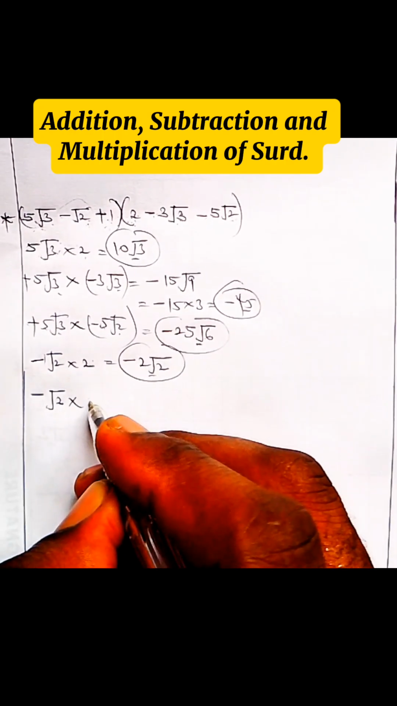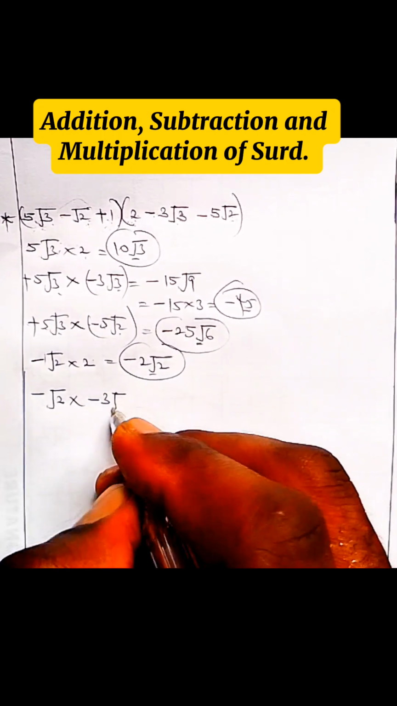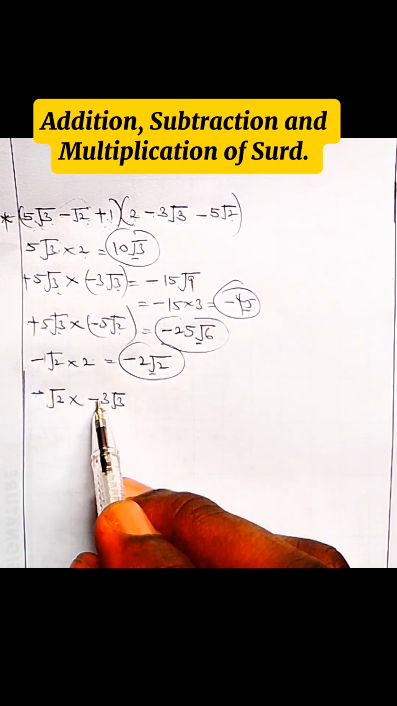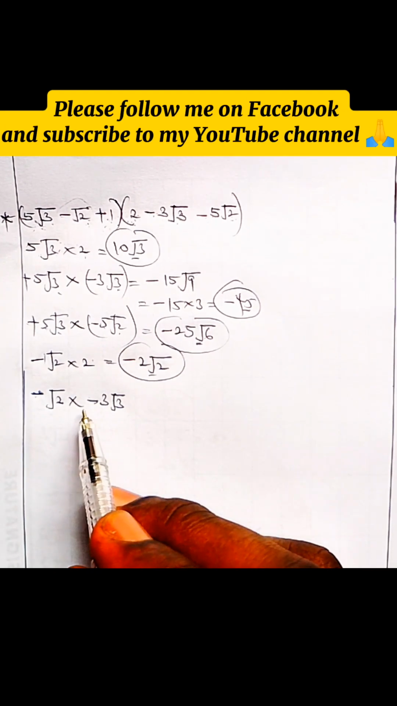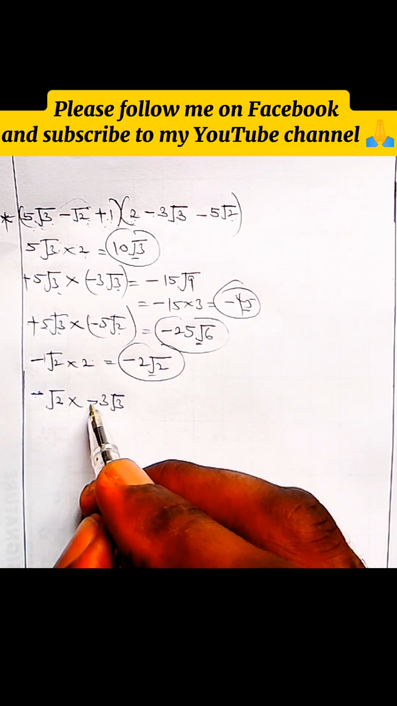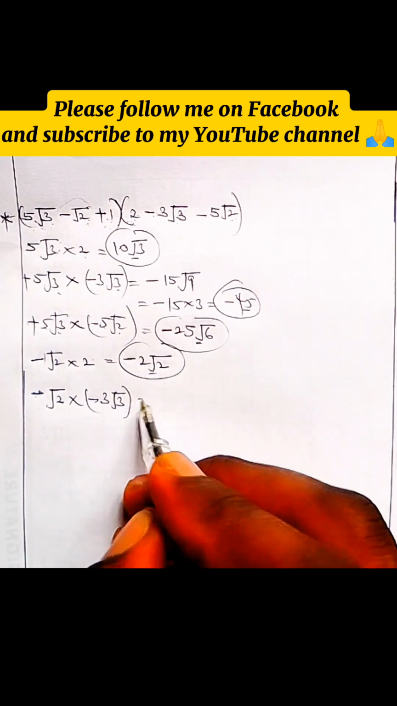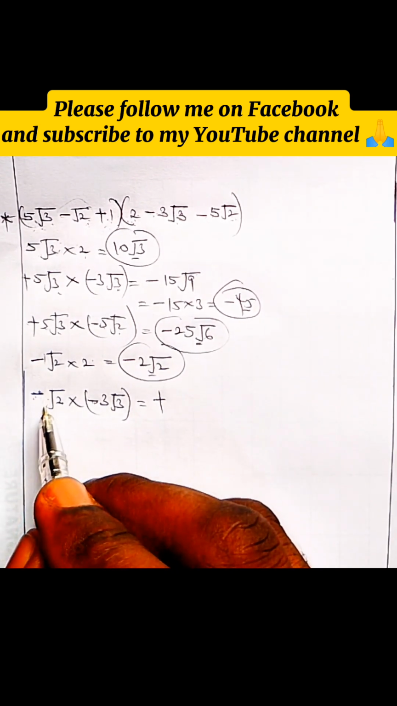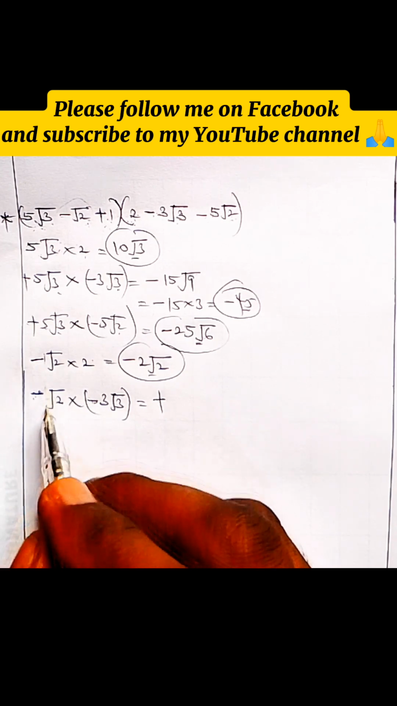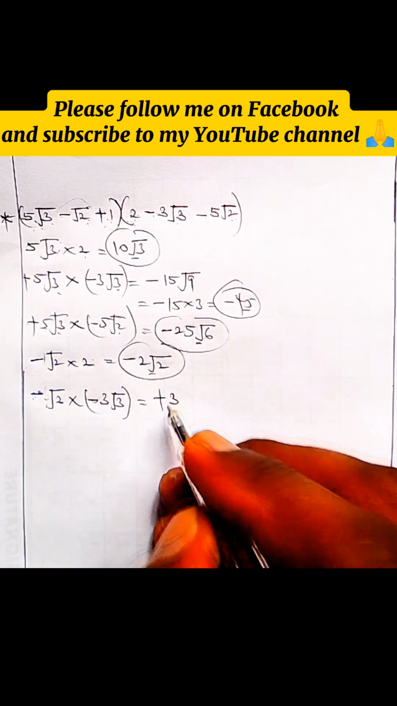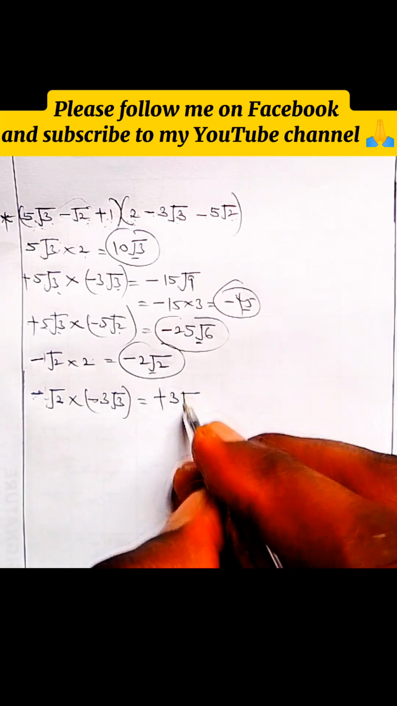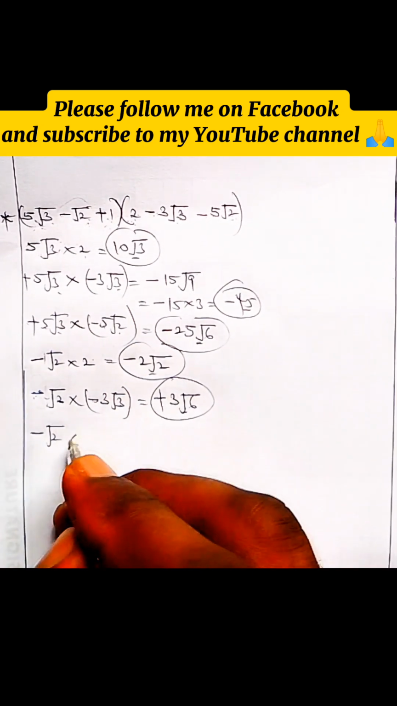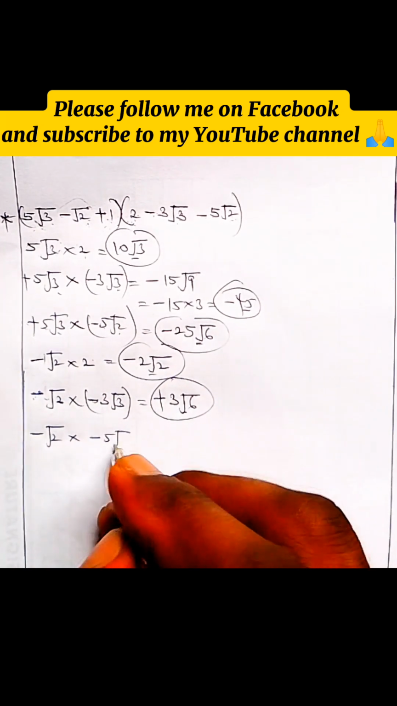So minus root 2 times minus 3 root 3. Our signs have to be very, very taken care of. You have to really be careful with the signs. You have to pay a whole lot of attention to it. So we have minus here. So we bracket this. Minus and minus first, plus. This doesn't have any visible rational number, but we know that it has 1. So 1 times 3 is 3. Root 2 times root 3 will give us root 6. We're done with that.